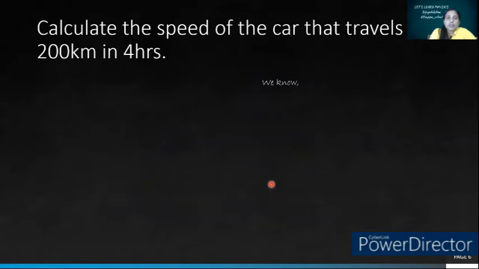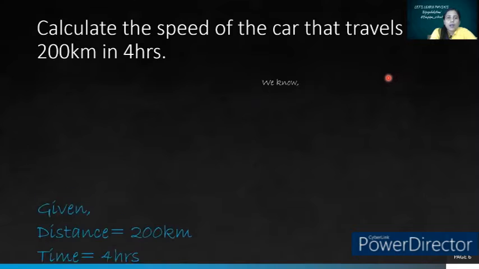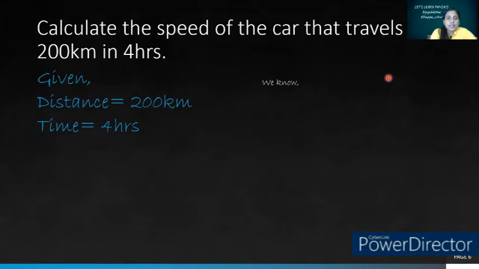Now here comes your first sum that we are going to solve. Calculate the speed of the car that travels 200 kilometers in 4 hours. Now, what is given? The data given in the question is: distance is 200 kilometers, time is 4 hours.